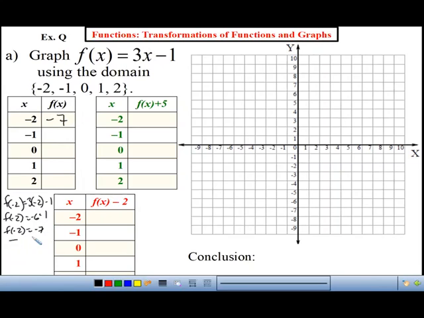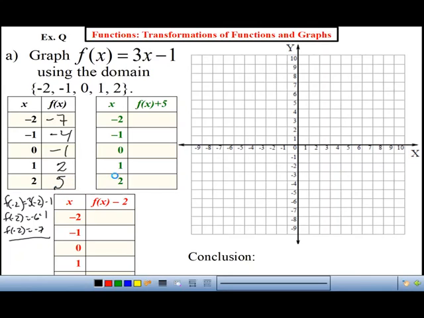Instead of showing the work for the next ones, I'm just going to show you right here. So if I was to substitute -1 in here, what is 3 times -1? 3 times -1 is -3 minus 1, that's -4. Next one, what is 3 times 0? Because that's the next value, right? 3 times 0 is 0, and that leaves us with -1. Next value, 1. 3 times 1 is 3 minus 1, that's 2. And the last one, we're going to substitute the 2 in here. 3 times 2 is 6 minus 1, that is 5.